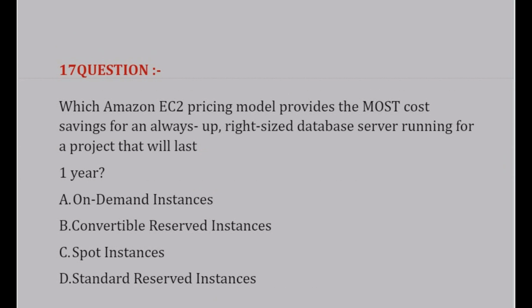Question is, which Amazon EC2 pricing model provides the most cost savings for an always up, right-sized database server running for a project that will last 1 year? Option A. On-demand instances. Option B. Convertible reserved instances. Option C. Spot instances. Option D. Standard reserved instances. Correct answer is option B.